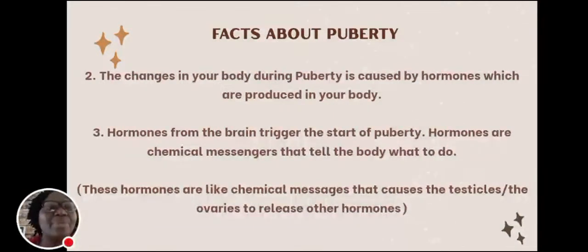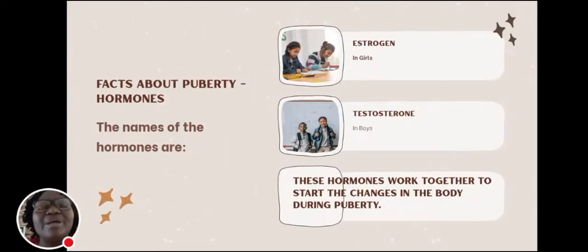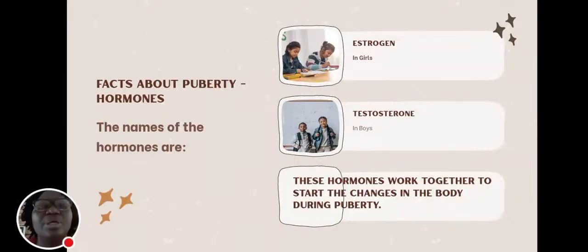These hormones are like chemical messages that cause the testicles and ovaries to release other hormones. They signal to your body that it is time for you to start growing. The hormone will send a message from your brain to your body that it is time for this boy to start growing hair on his arm. This boy is now at puberty, so the body starts to react this way. So that is the work of the hormone.